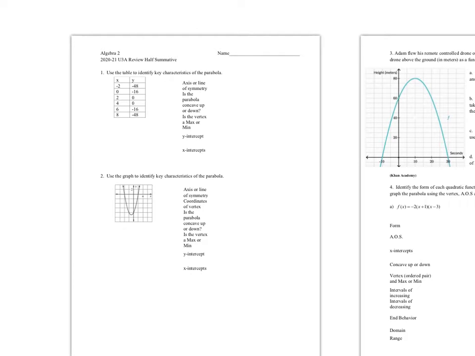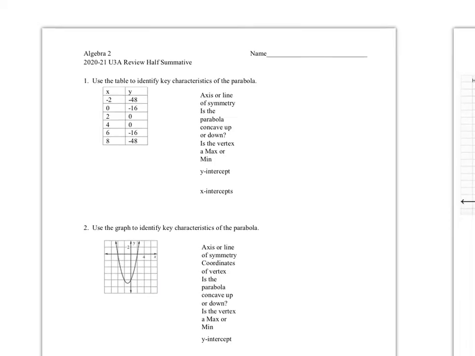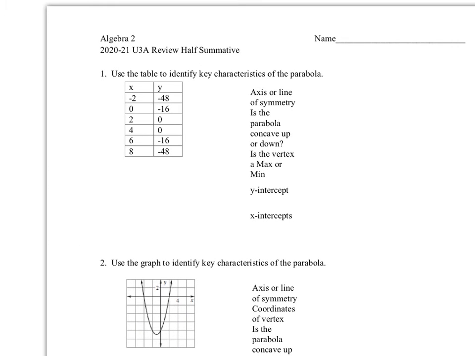All right, this video is going to go through problems 1 through 3. It says, use the table to identify key characteristics of the parabola, axis of symmetry. So that's the first thing we're going to start with. What you want to do is notice symmetry within the table.